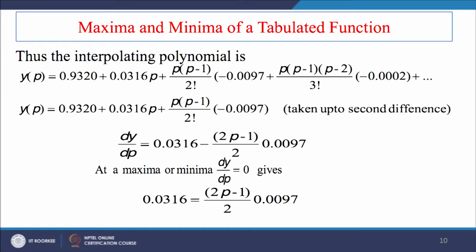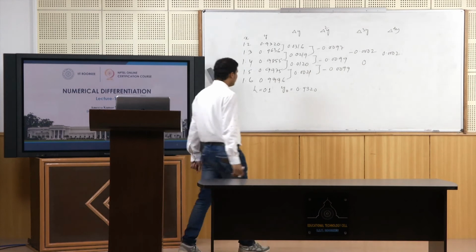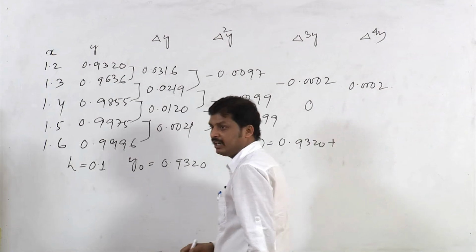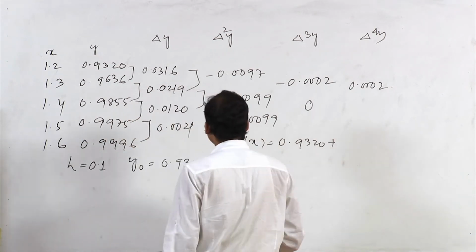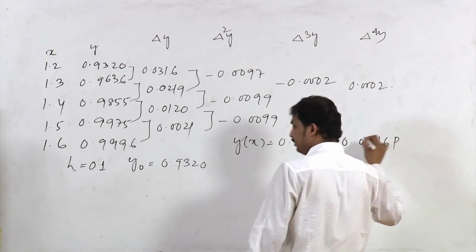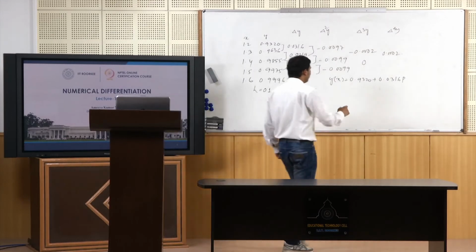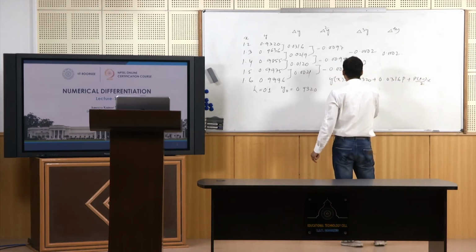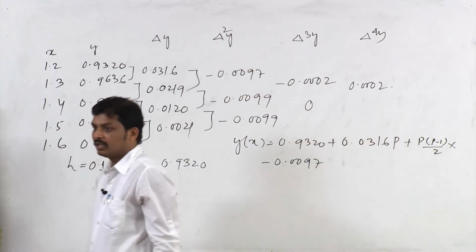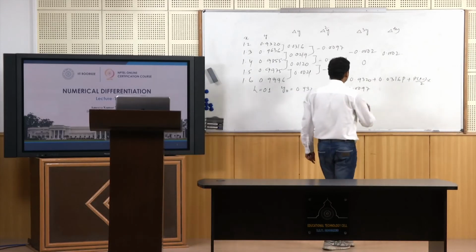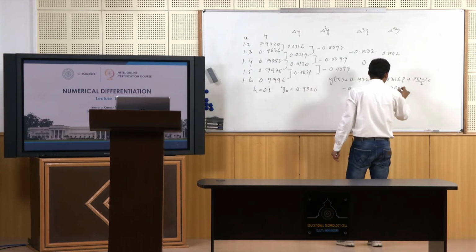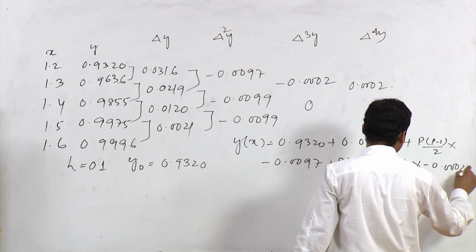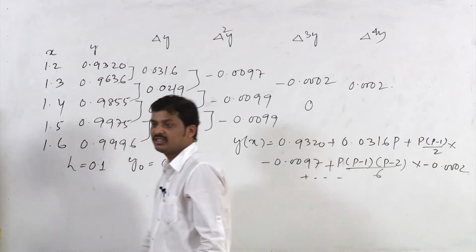Based on this, if we want to determine the interpolating polynomial, it can be written in the form y of x equals y0, that is 0.9320, plus p delta y0, that is 0.0316 p, plus p into p minus 1 by 2 into the second difference, minus 0.0097, and then p into p minus 1 into p minus 2 by 3 factorial into the next value, minus 0.0002, plus all the other terms.